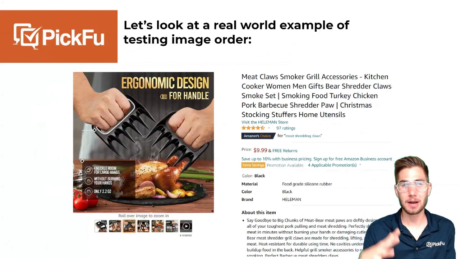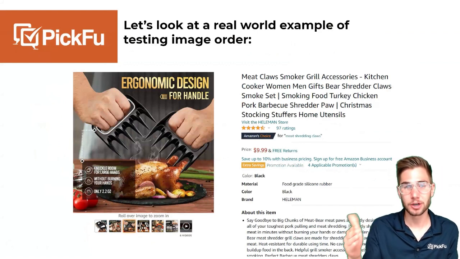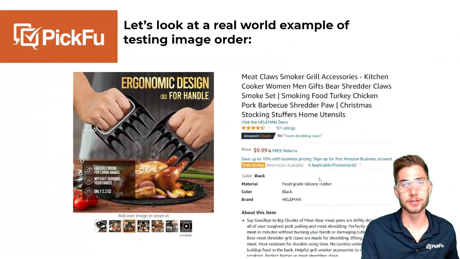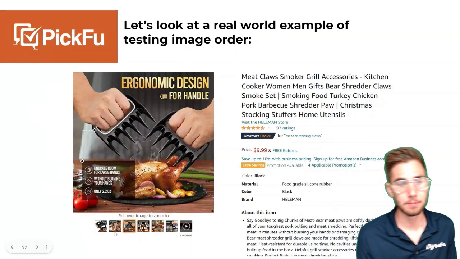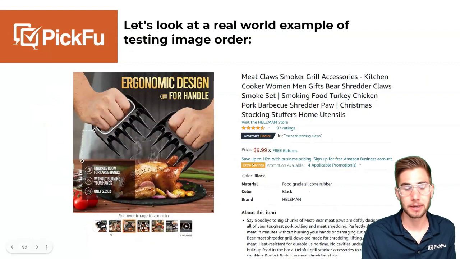You've gone through, you've optimized, you've created things that are visually appealing, you've created things that have a good flow of information, but how do you actually determine what order to put your images in? And so here's a recommendation that I'll make. I don't sell this product. I don't think this person's a PickFood client.